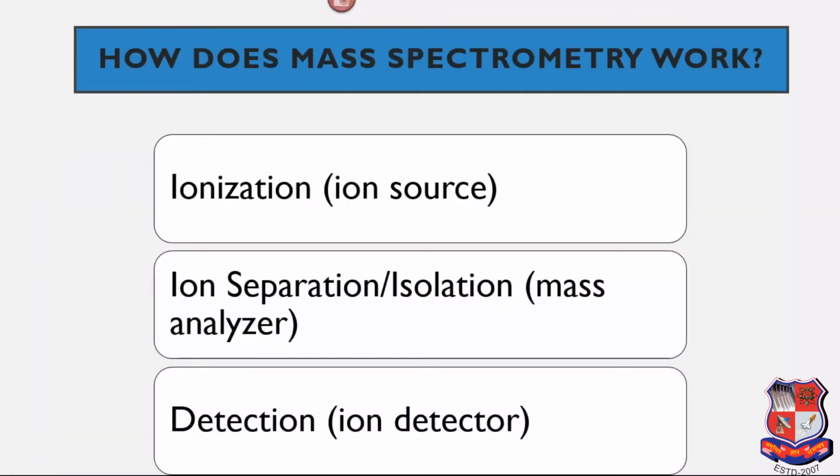Now, the process can be described in three steps. First is ionization, second is ion separation, and third is detection. Whatever sample we have, its primary requirement is an ion source, so the sample can be ionized first. Next is ion separation, so after ionization, we have to separate the ions. And the last one is detection.